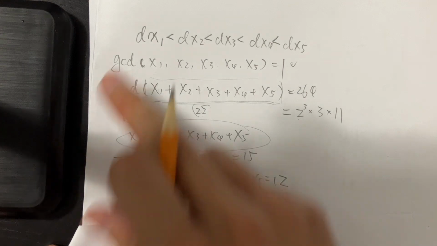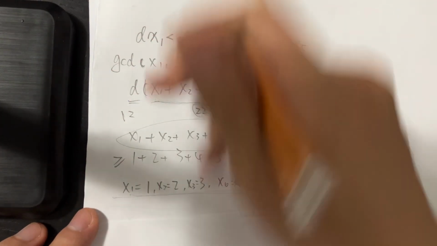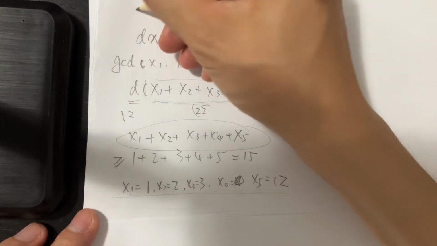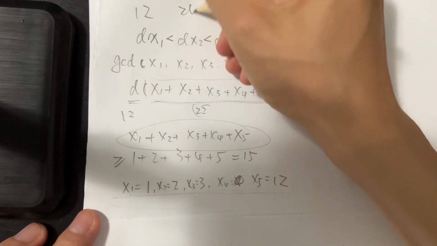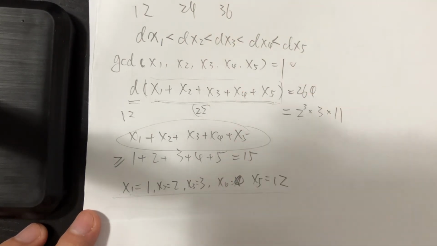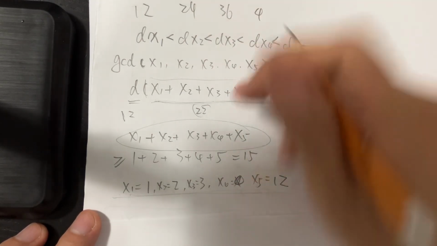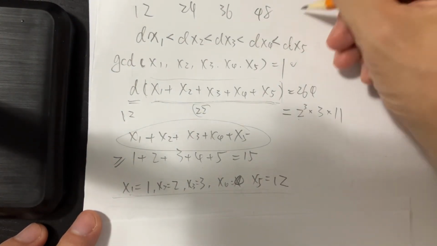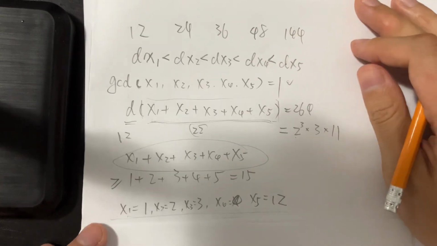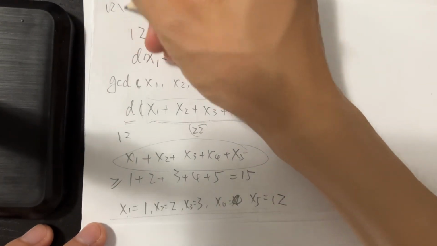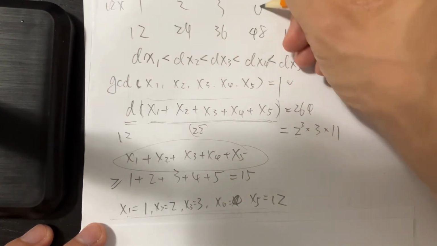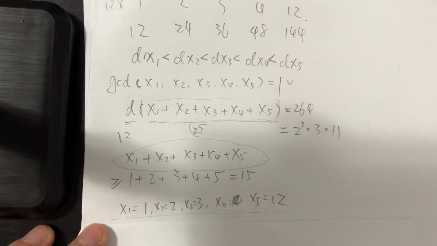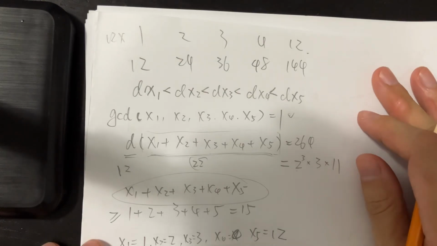If you want to ask what these 5 numbers are, then it is 12 times 1, that is 12. The second number, 12 times 2, 24. The third number, 36, the fourth 12 times 4, that is 48. The last one is 12 times 12, that is 144. But this is trivial. It's just 12 times 1, 2, 3, 4, and 12. Okay, so this is how we constructed the solution.